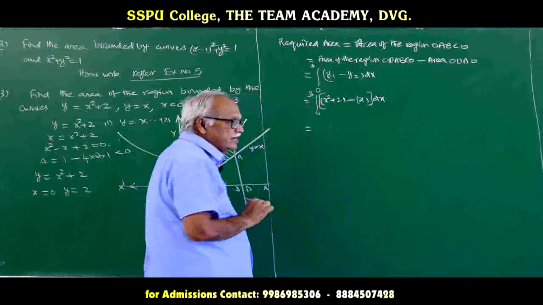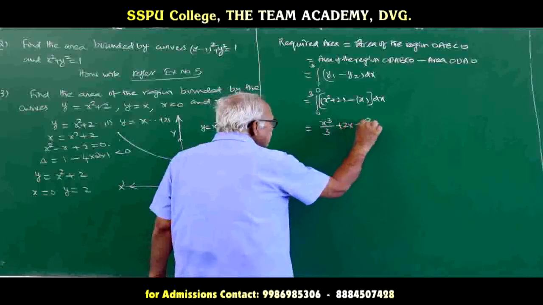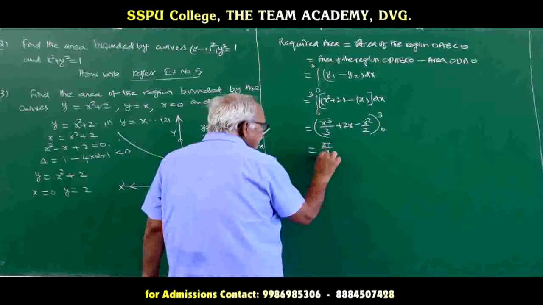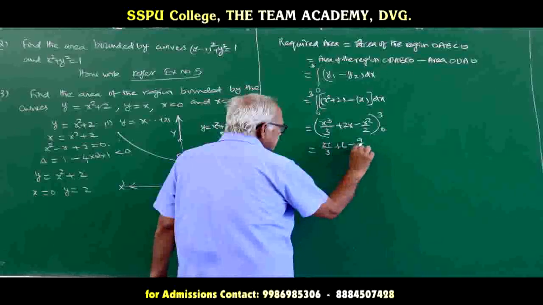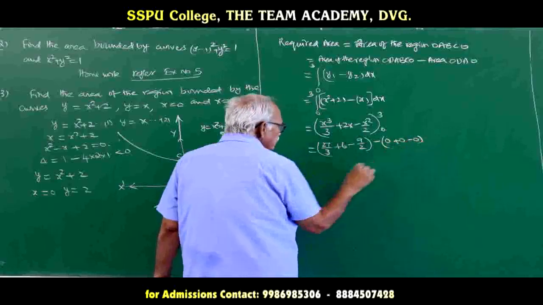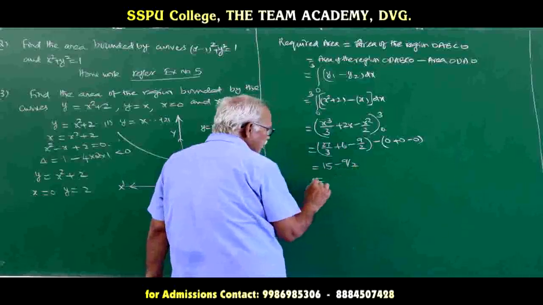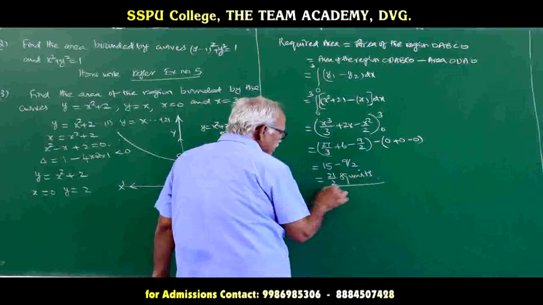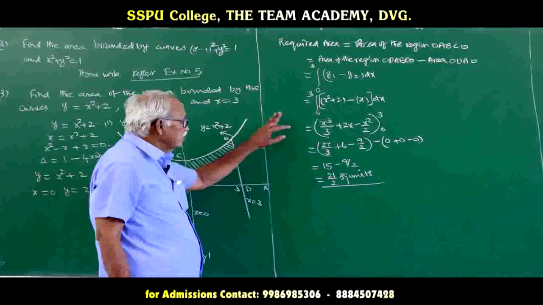Now let us integrate and substitute the limits. We get the area as x cube by 3 plus 2x minus x square by 2, from 0 to 3, which is 27 by 3 plus 6 minus 9 by 2. The lower limits are all 0. So 9 plus 6 is 15, minus 9 by 2, that is 21 by 2 square units. So this problem is over.